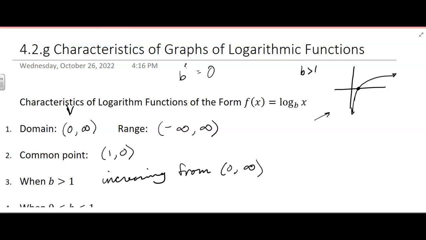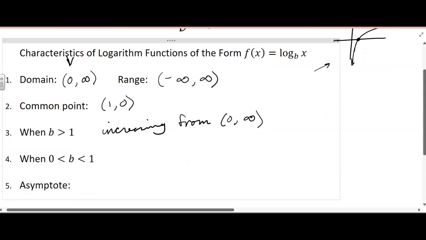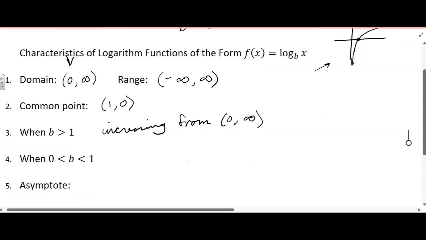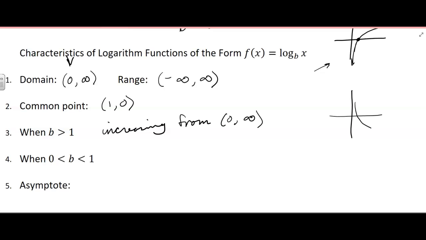It's increasing. Okay, but what if b is between 0 and 1? Well, if you remember, that function looked like this. The only difference is, those other things still hold true. The domain's the same, the range is the same, it goes through the common point 1, 0, but this is a decreasing function.